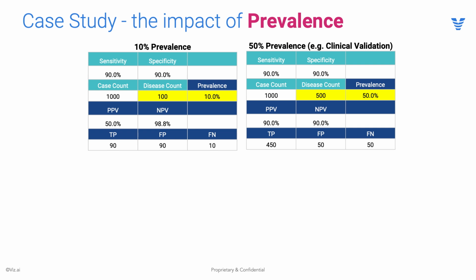In this case, there's 1,000 patients. Half of them have a disease. That's a 50% prevalence. Look what happens to our positive predictive value. We are now at 90%.